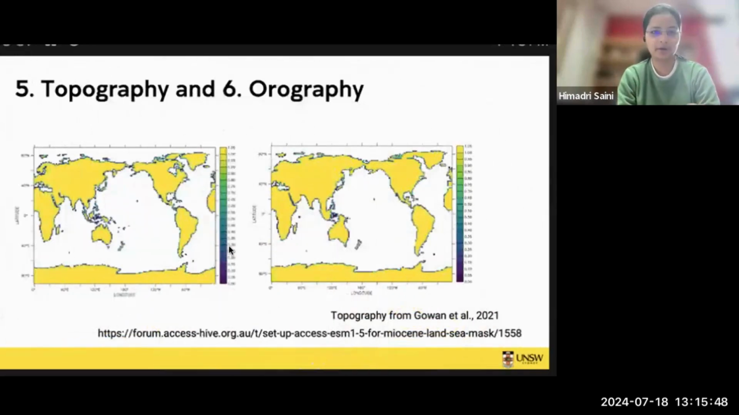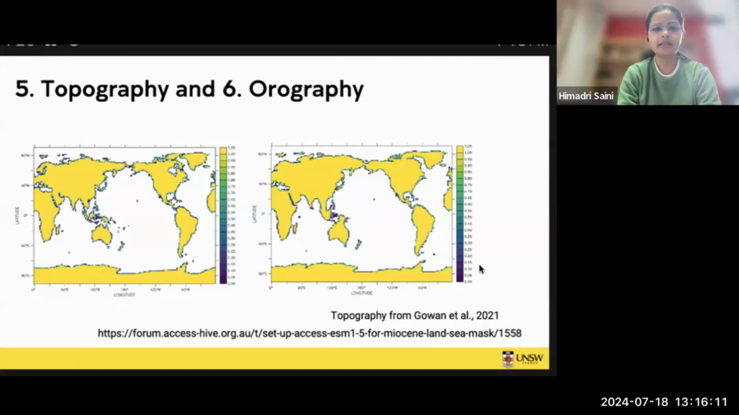Anyway, so the most important step was topography and orography. And thanks to David, who managed to create a setup to modify the whole topography at once for his Miocene simulations, he helped us in adopting the same method for this experiment. We followed the topography also from Gowan et al. From there, we got the ice sheet.